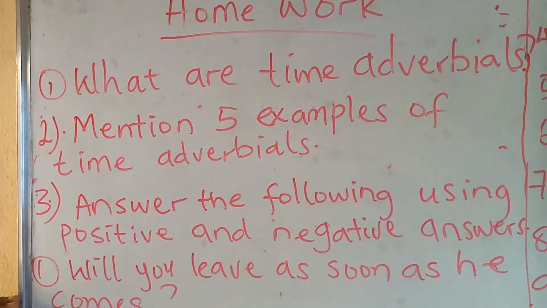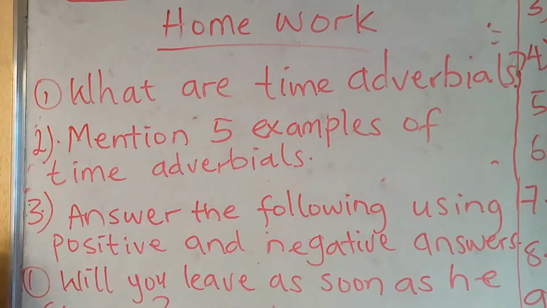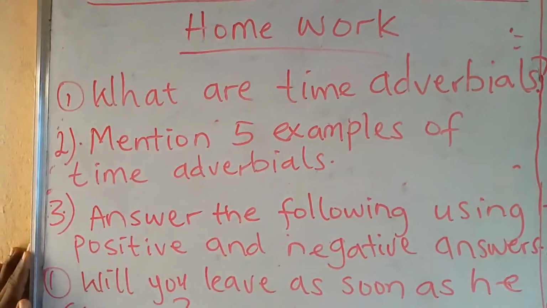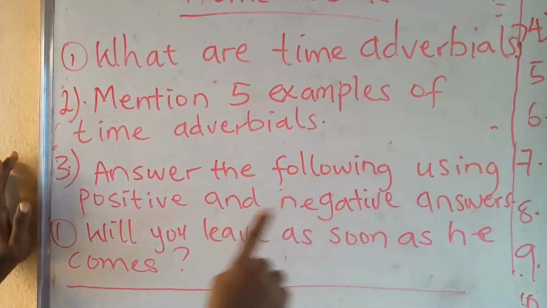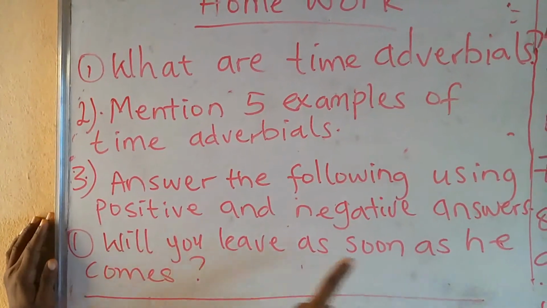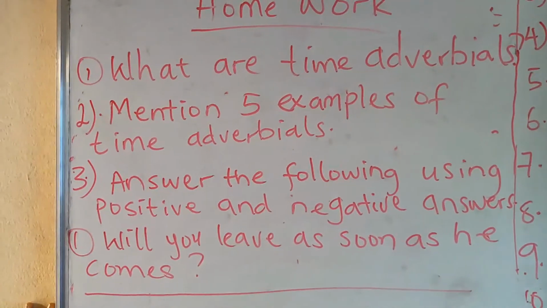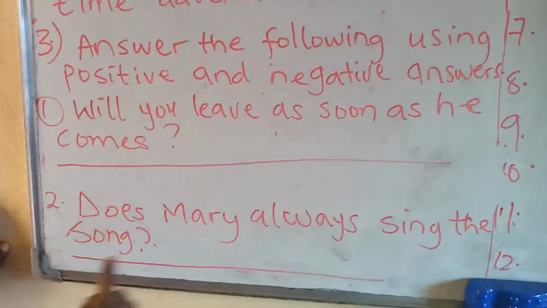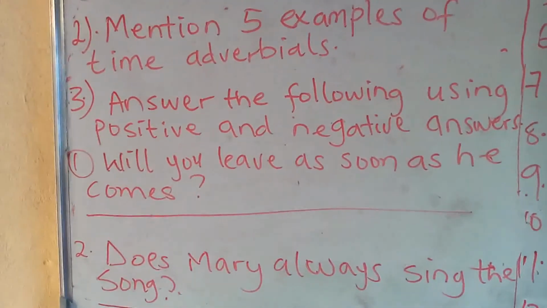Alright, lovely children, this is our homework. Number 1, what are time adverbials? Number 2, mention 5 examples of time adverbials. Number 3, answer the following using positive and negative answers. Number 1, will you leave as soon as he comes? What will be your response? Use positive and negative responses. Number 2, does Mary always sing the song? Use positive and negative responses to answer this.